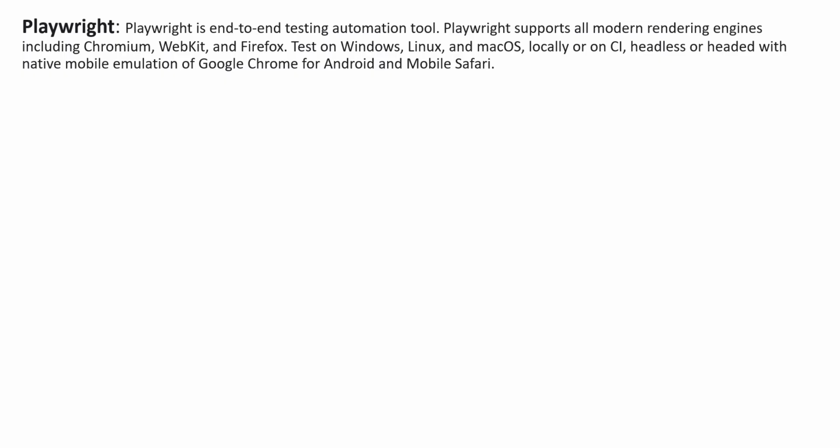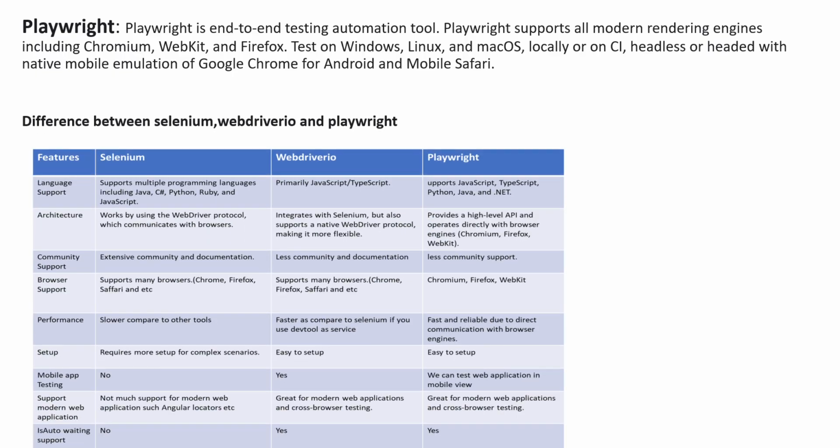This is one of the advantages we can see within Playwright, and we have many advantages as compared to Selenium. We'll see them one by one in different sections. So let's see the feature language support. Selenium supports multiple programming languages like Java, C Sharp, Python and Ruby, and WebDriver supports only JavaScript and TypeScript. But when it comes to Playwright, it supports multiple programming languages like JavaScript, TypeScript, Python, Java and .NET.